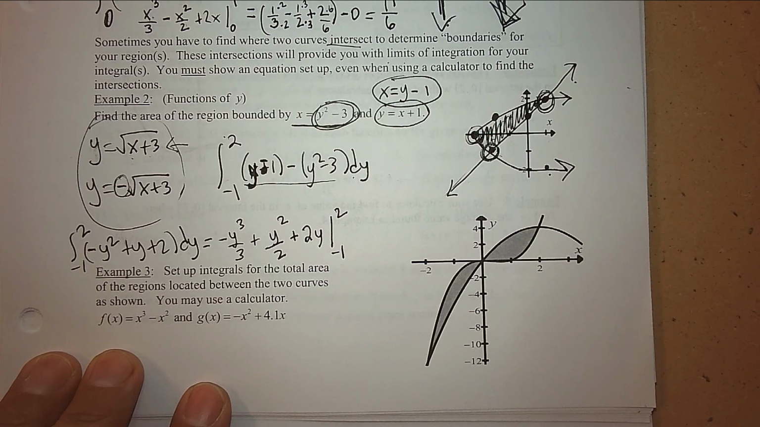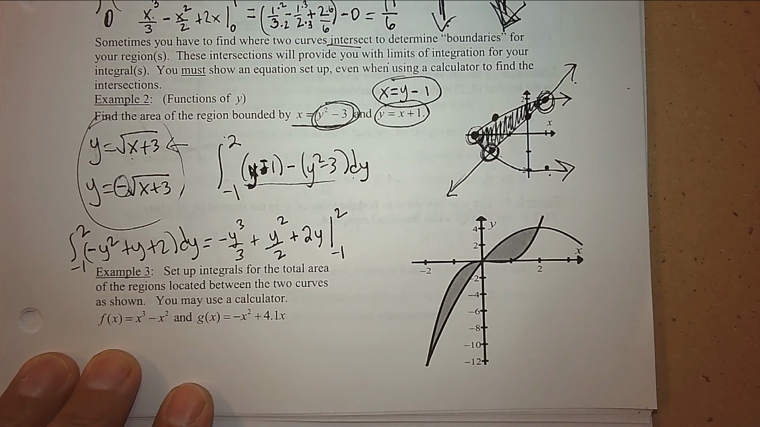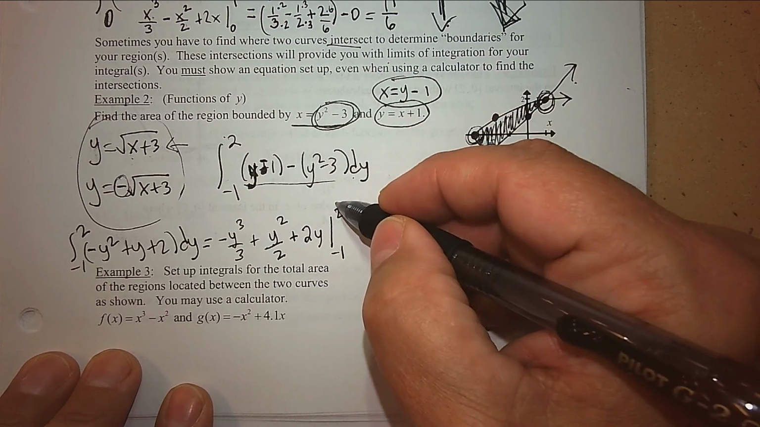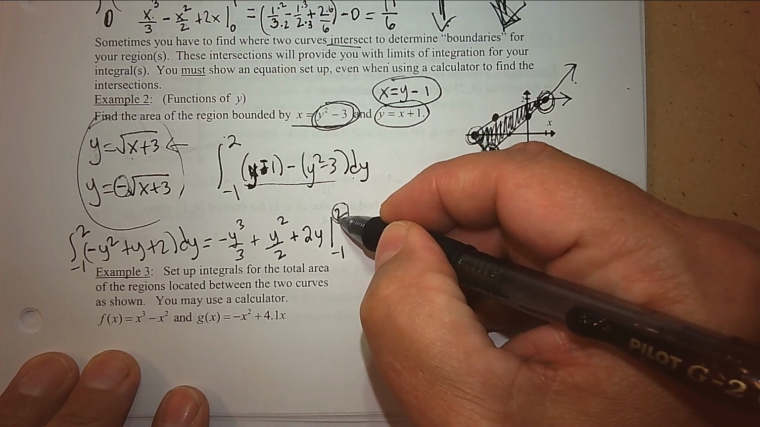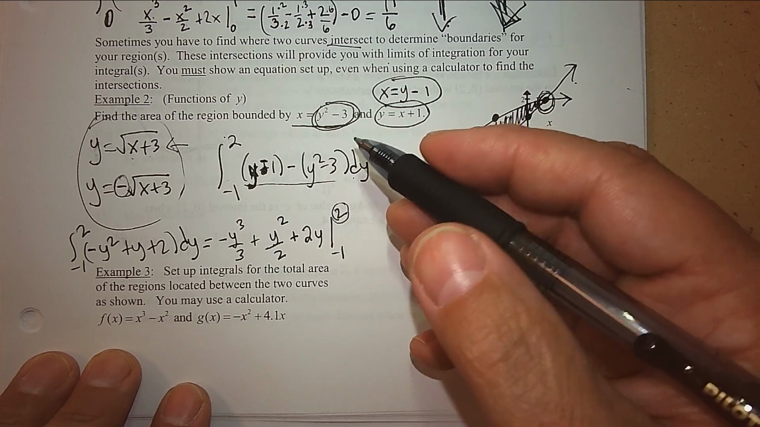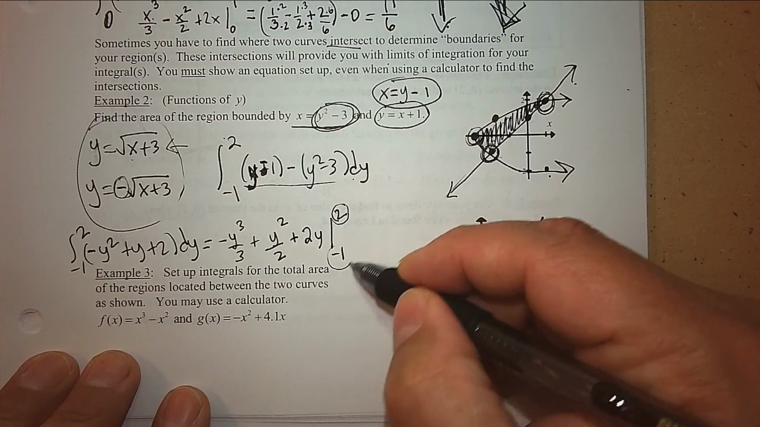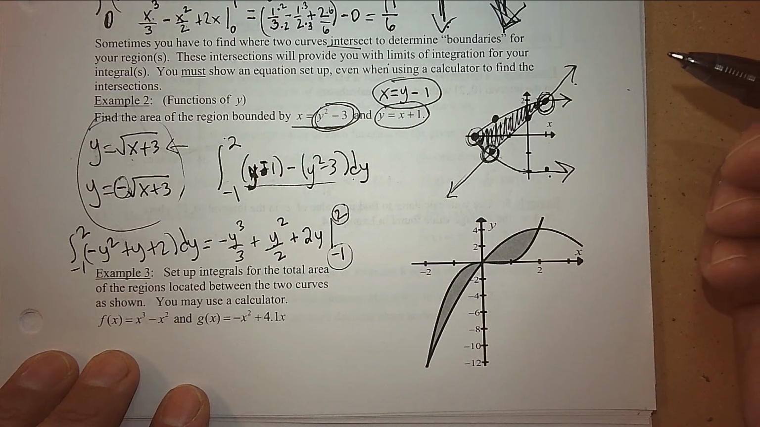Okay, and we're going to integrate from -1 to +2. So what number am I going to plug in first? 2. Get an answer, right? Then I'm going to plug in -1, get an answer, and then I'm going to subtract the 2.